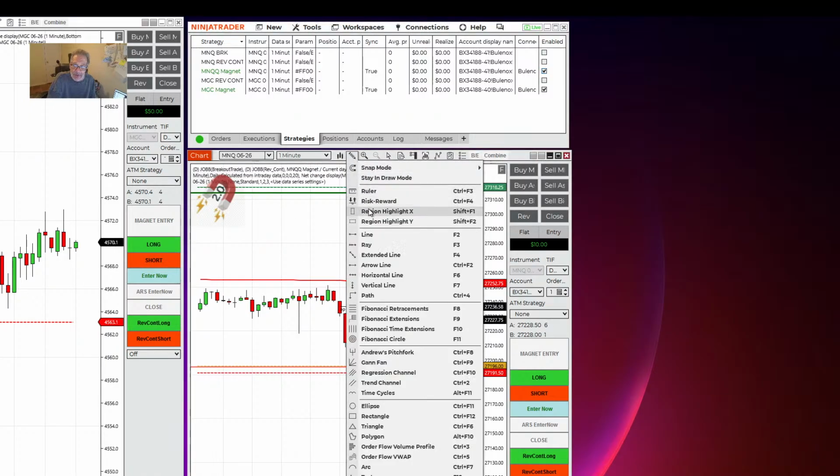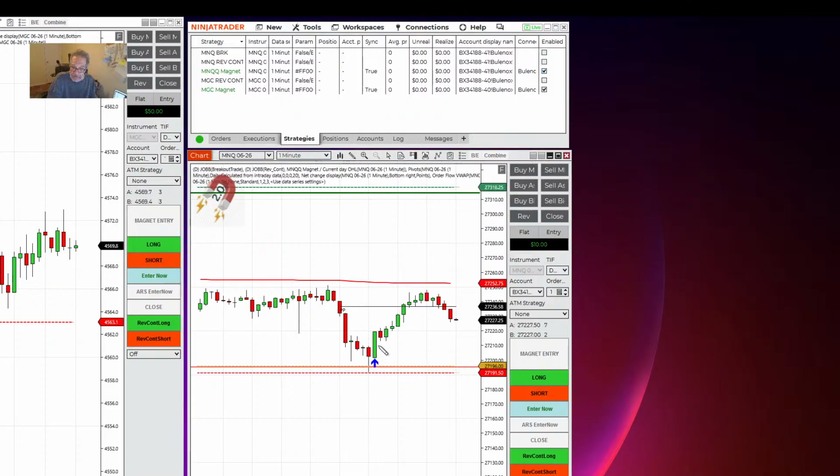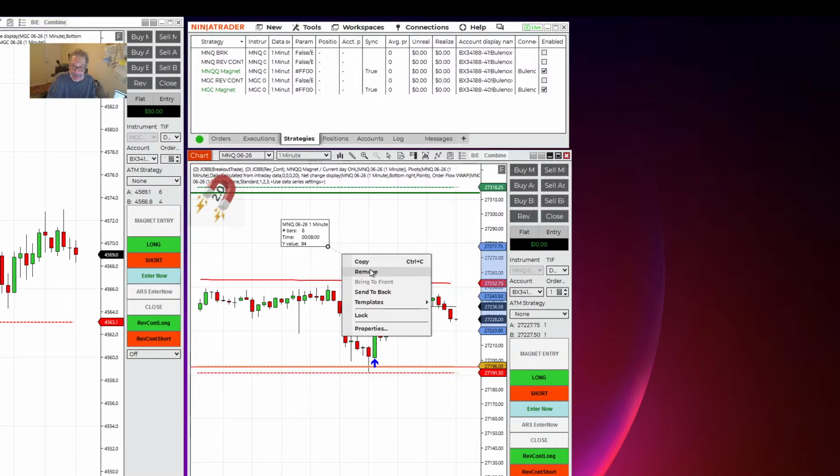And that signal offered, at minimum, thinking a worst possible entry, 90 ticks was easily available in that signal.